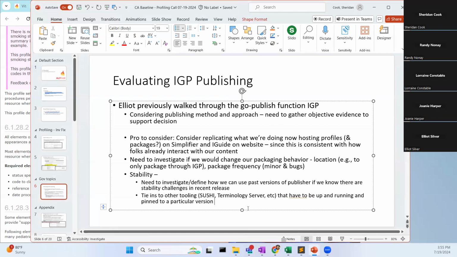Is that something others have heard? The Australian terminology server is a true FHIR server, right? Yes. So I don't think the Canadian one is a FHIR terminology server.